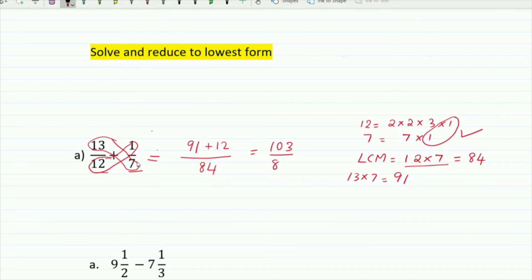103 divided by 84. If we want to make it into the simplest form, we know that 103 is a prime number. We cannot do prime factorization of 103. So the common factor between 84 and 103 is 1. Therefore, it is in the simplest form. So we should not do anything.